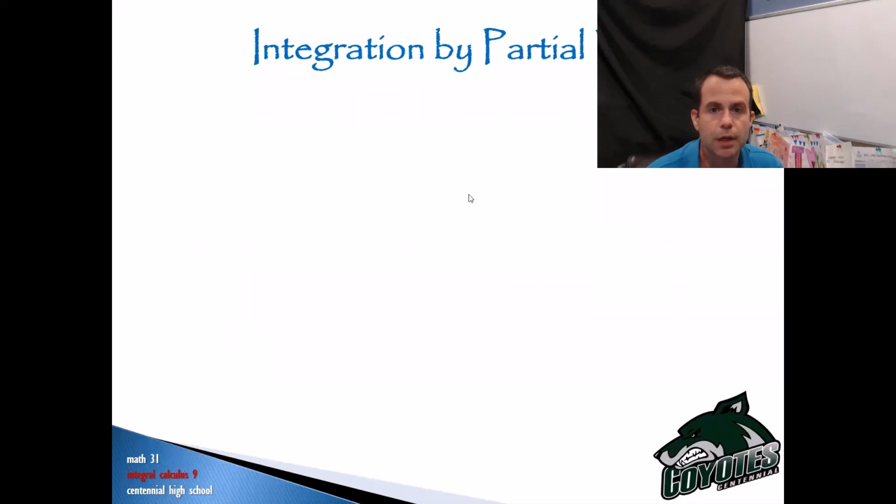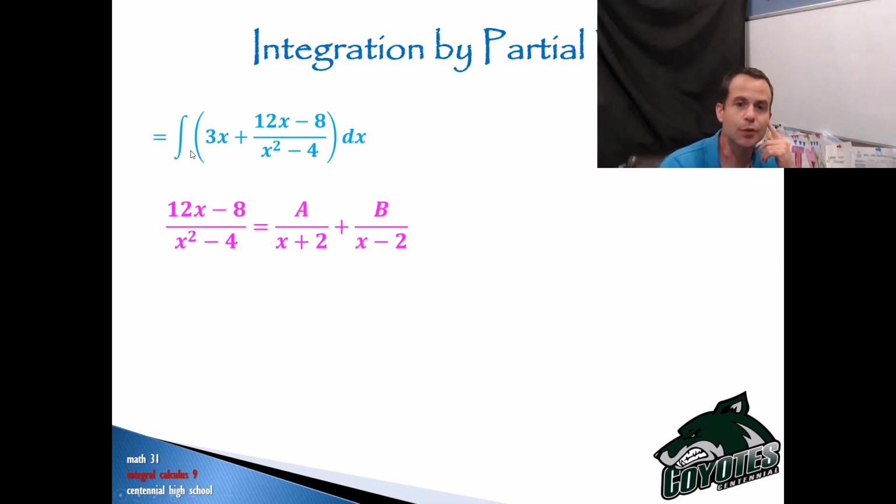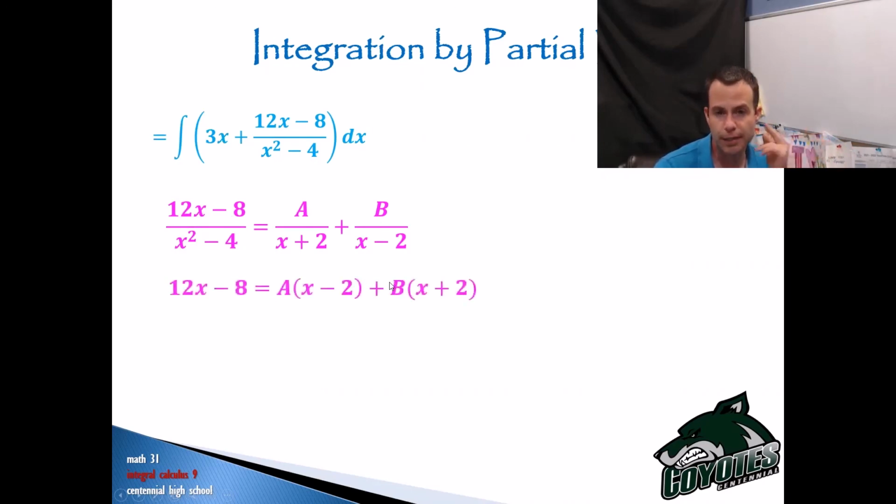Here I go. I have a blank slide. There we go. Okay, so I'm going to split that up. I'm just going to deal with this 12x minus 8 first before I split the whole thing up, okay? So I have 12x minus 8 over x squared minus 4 equals a over x plus 2 plus b over x minus 2. This is going to be a times x minus 2 plus b times x plus 2. So I end up with 12x minus 8 equals ax minus 2a plus bx plus 2b.